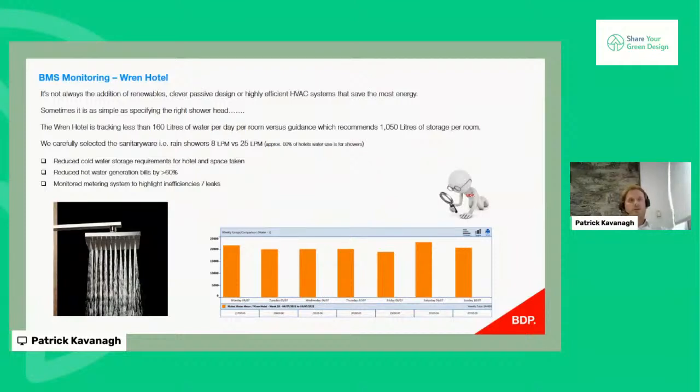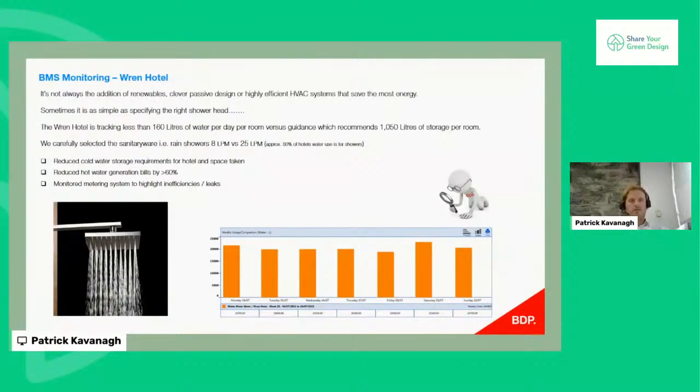So in the end, we found a shower head after testing multiple restrictors on different shower heads. We found one that everyone was happy with, got it down to 8 litres per minute. And the Ren Hotel is currently tracking at 160 litres of water per day versus guidance, which recommends 1,050 litres of storage per room. At least that's guidance from Dublin City Council.